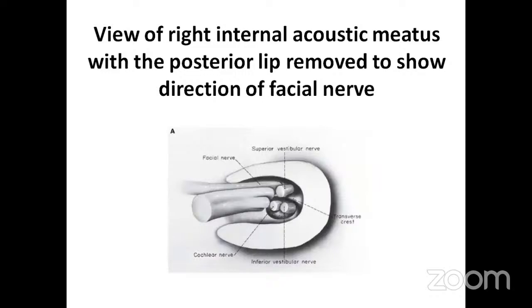Another diagram. In this diagram, the right internal acoustic meatus is viewed, and the posterior lip of the internal acoustic meatus has been removed. We can see the transverse crest. Above is the superior vestibular nerve. Anterior to that is the facial nerve. Below is the inferior vestibular nerve, and anteriorly is the cochlear nerve.